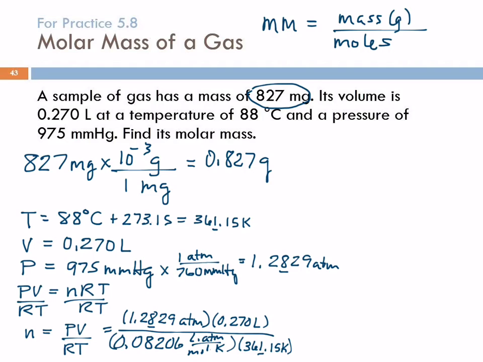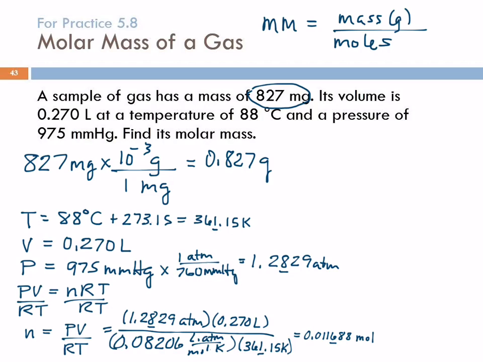I'm going to talk you through what I do. I'm going to do the 1.2829 times 0.270 divided by 0.08206, and then divide by that temperature. Divide by 361.15. So actually get your calculator out and punch this one through and make sure that you're getting the same answer. So I'm getting 0.0116, those are my 3 sig figs, 88, and the unit left is moles.